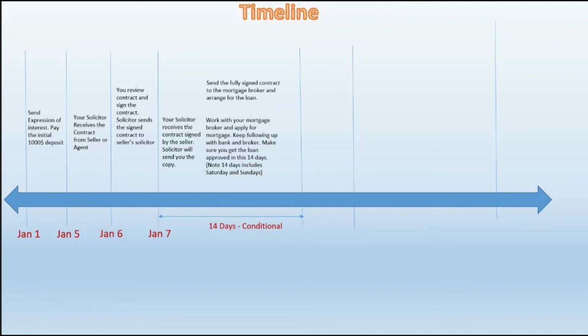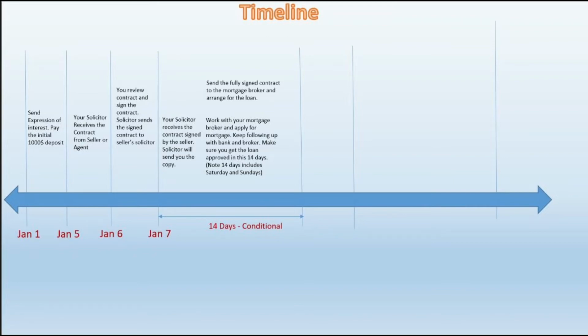You can then immediately send the copy of that contract to your mortgage broker and ask him to arrange the loan. Please note that as per the contract, you only have 14 days for the finance approval. So keep pushing your mortgage broker and the bank and make sure that you get the loan approved before that 14-day period. Now let's take January 20th.